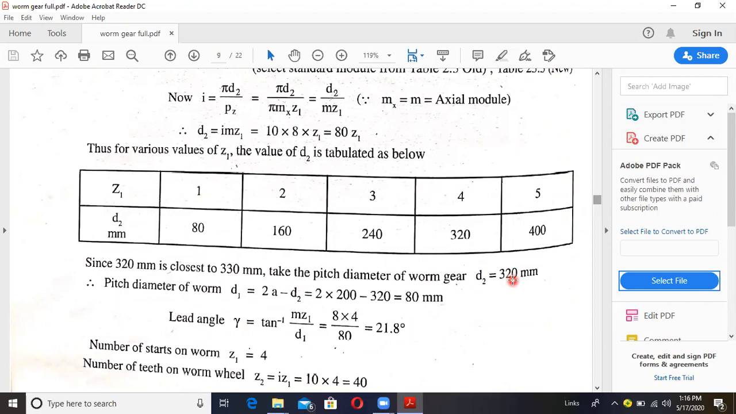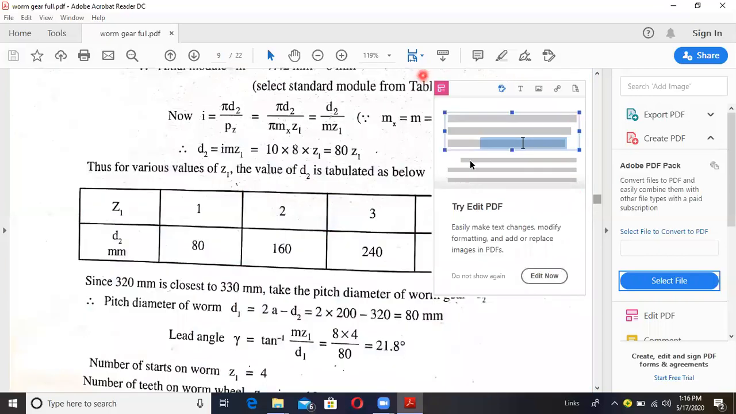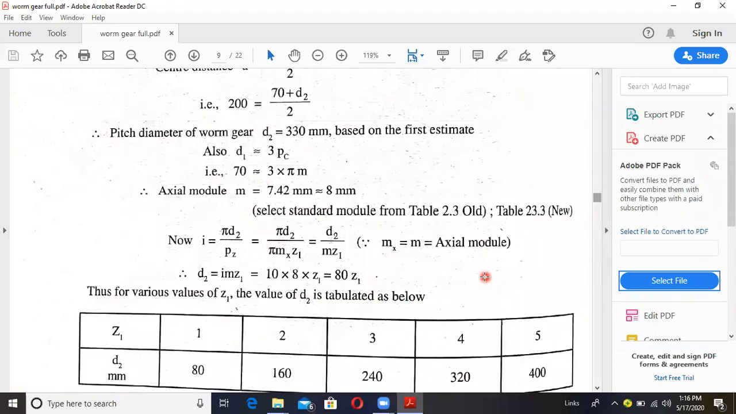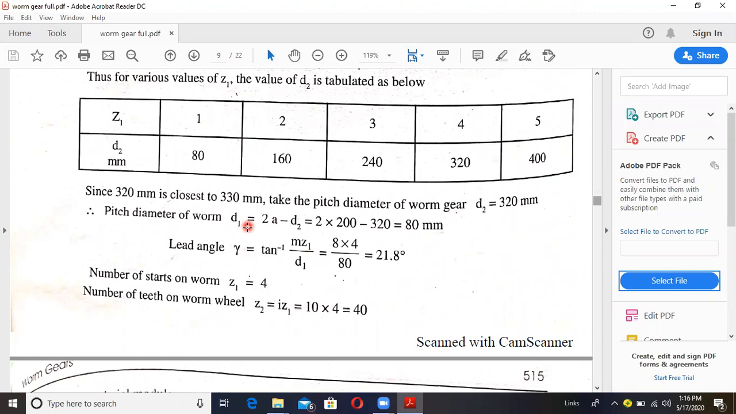Now, after calculating D2, again we have to calculate D1. So again you go to the previous formulas. See here, we have A is equal to (D1 plus D2) by 2. If you take D1, D1 is equal to 2 times A minus D2. Again calculating D1, we get D1 is equal to 80 mm.